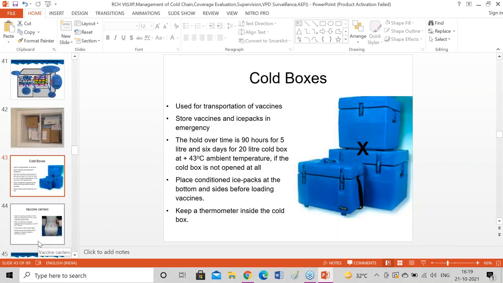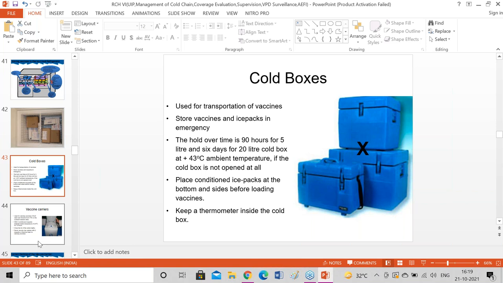Now, after ILR, another cold chain equipment is the cold box. The cold boxes are used for transportation of vaccine. And in case we have any emergency, in case there is no electricity supply, they can be used for storage of vaccines as well as of ice packs.